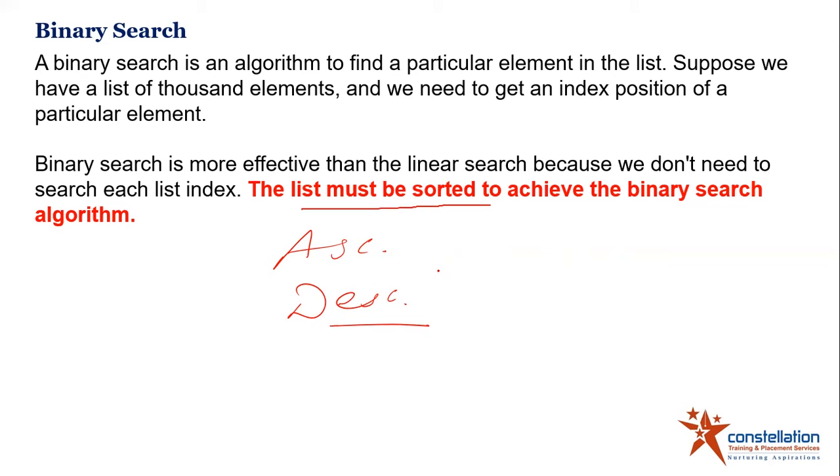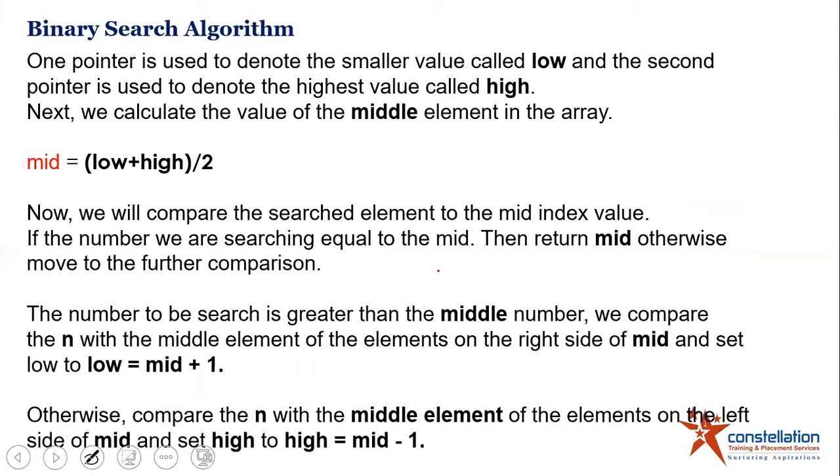Okay, so now the question is how the binary search algorithm actually works. In the binary search algorithm, there are three important points that we need to consider. The first is a term called low, then there is a term called high, and then there is a term called mid. As you can see over here, low, high and middle.